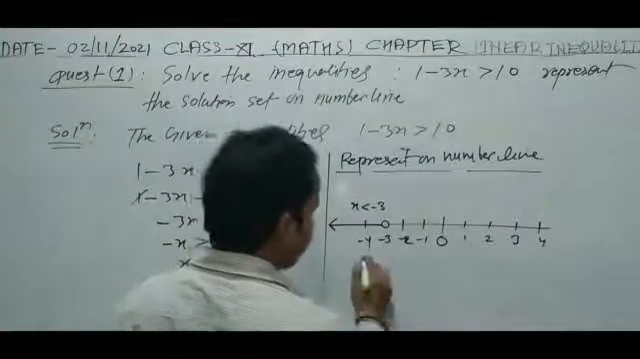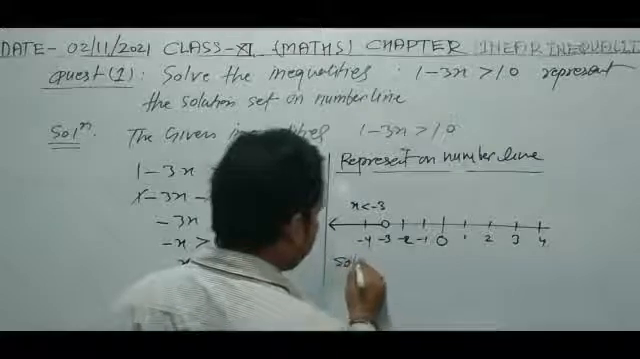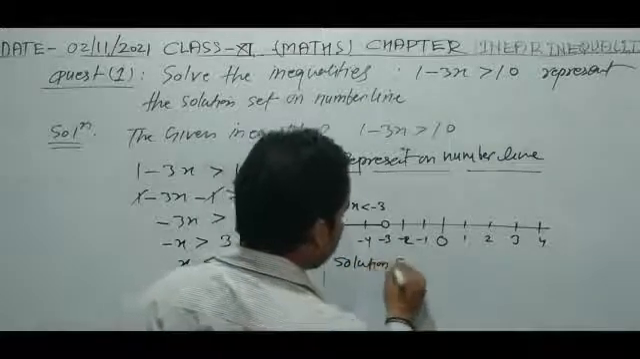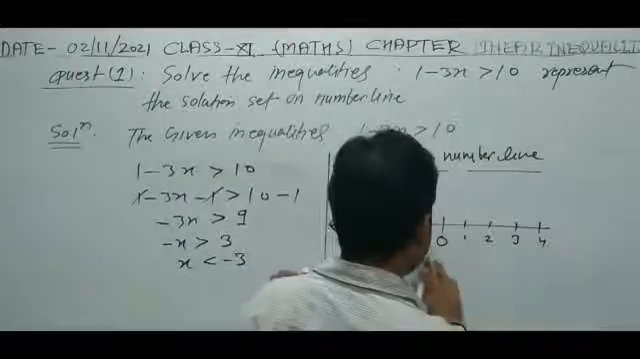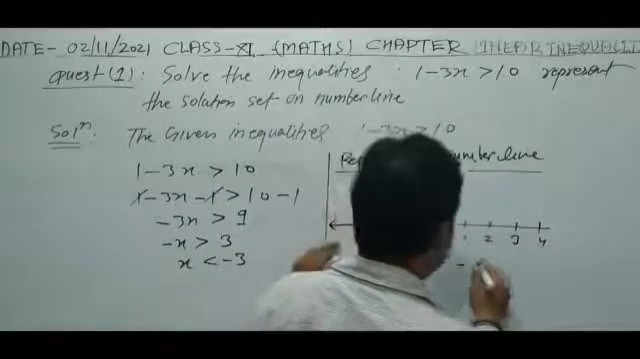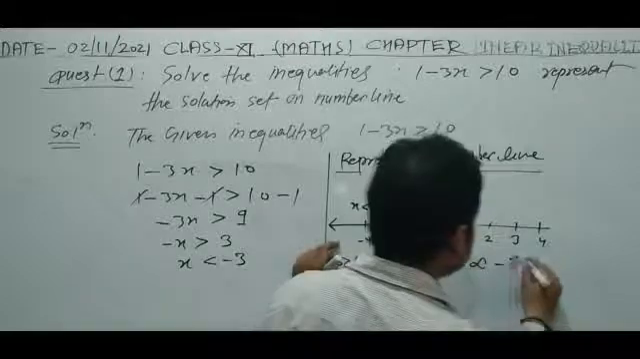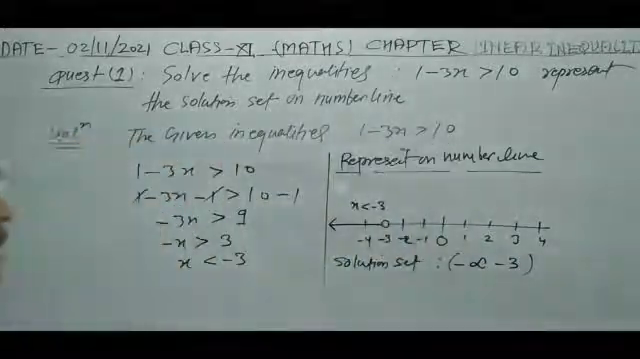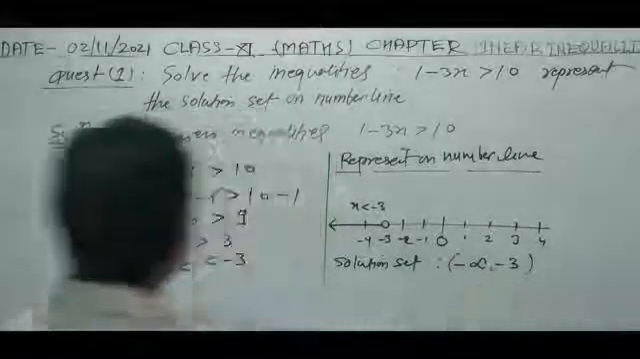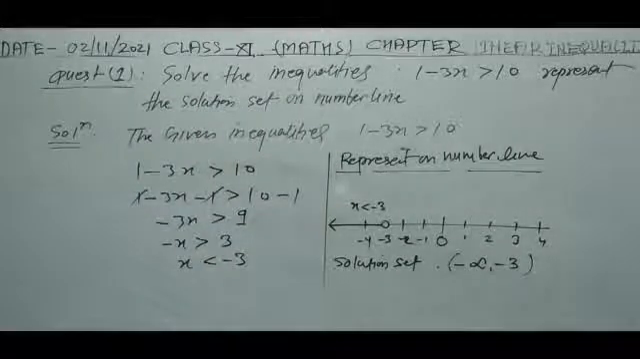And the solution set will be from minus infinity to minus 3 in open interval. Minus infinity to minus 3 in open interval. Now this is the solution set. Minus infinity to minus 3.